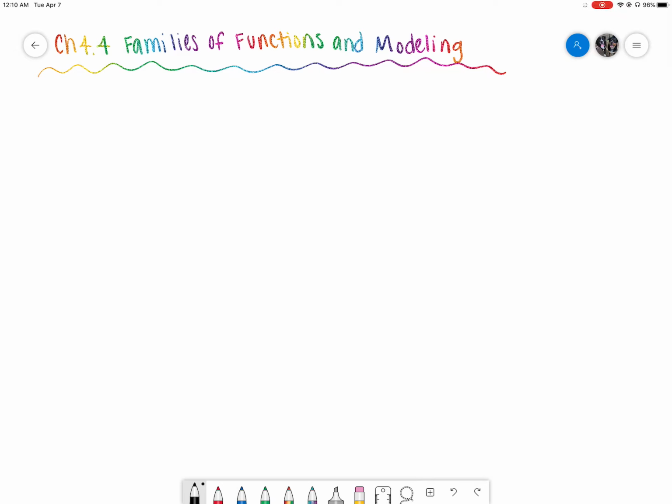Welcome back. We are now in section 4 of chapter 4. This section is called Families of Functions and Modeling.